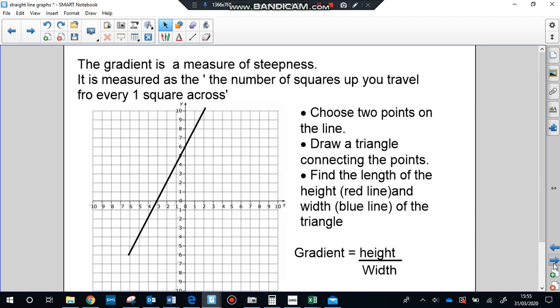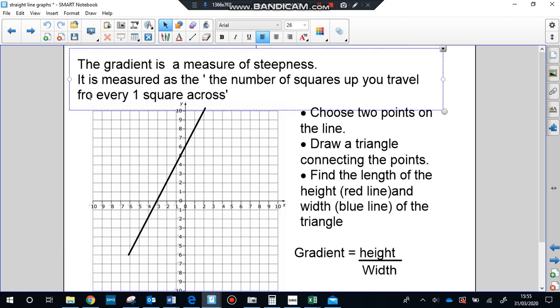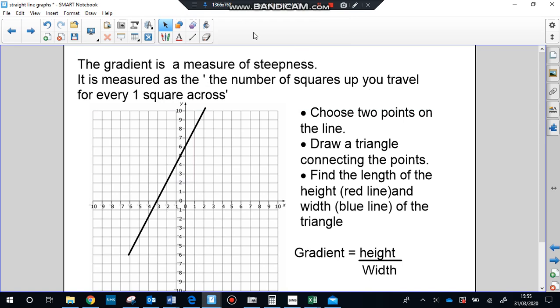Okay, so we've talked already that the gradient is the measure of steepness. So the higher the gradient, the steeper the line will be. And we measure it as the number of squares up that you travel for every 1 square across. So if you don't understand that just yet, don't worry. I'm going to go through the method first and then I will come back to that sentence and explain what that means. So let's just go through the method to start with.